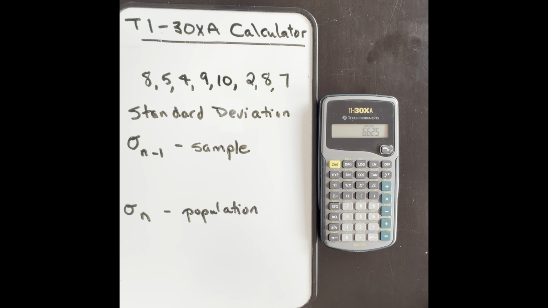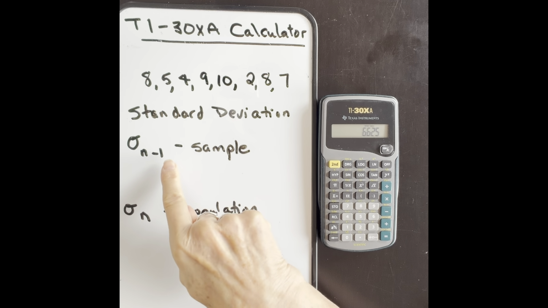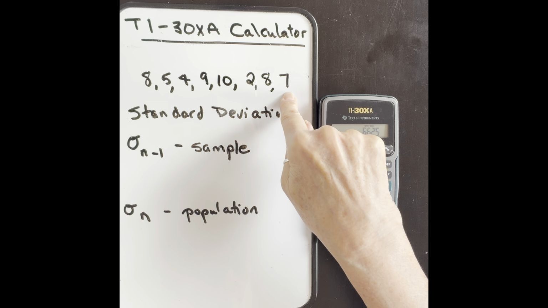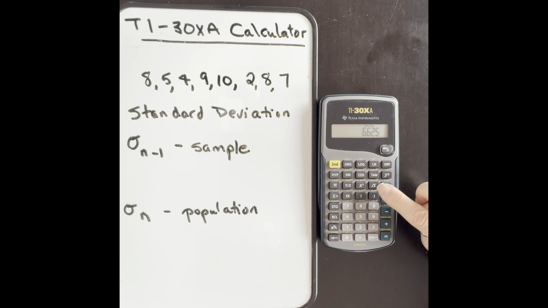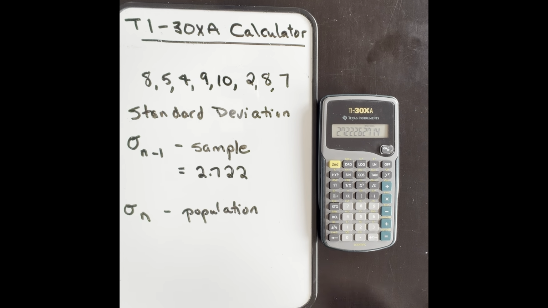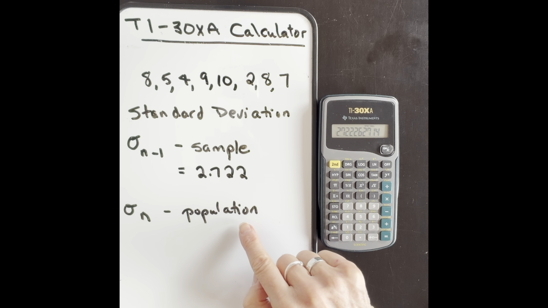So let's find both standard deviations. First of all, we're going to assume that these values are a sample or a subset of the whole population. So in order to calculate the standard deviation of a sample, we're going to go second function and then press the square root button.